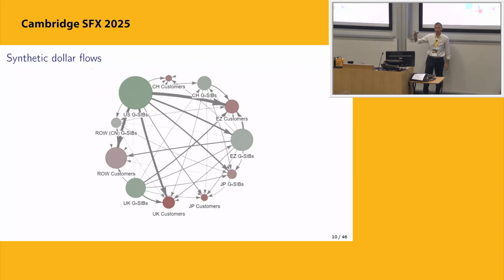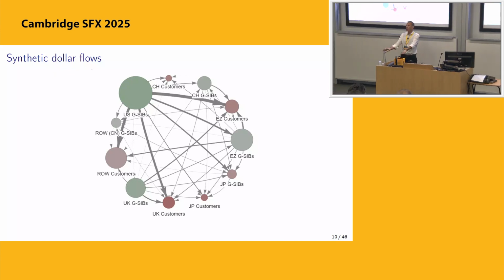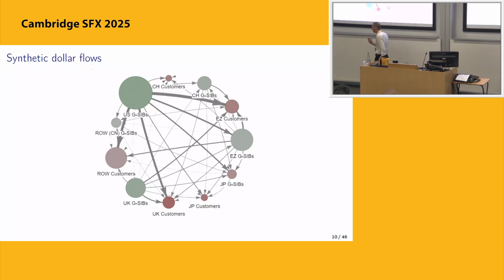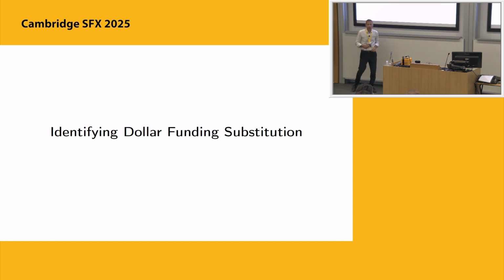shows you the flows. Right here, for instance, not surprisingly, you see the US G-SIBs are the main dollar provider, but also the other big banks are providing dollars. First sourcing dollars from US G-SIBs, and then redistributing dollars to the customers. The main demanders of dollars are the end customers, regardless of the location. Okay, let me move to the substitution now.